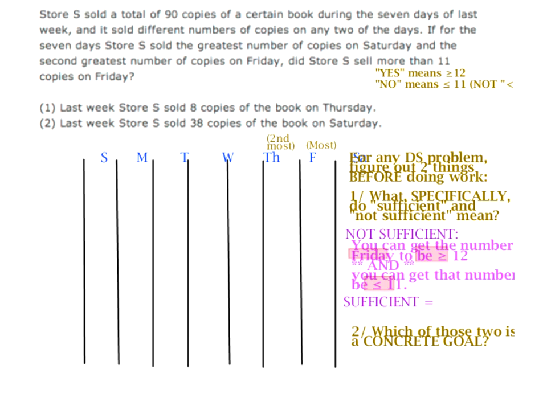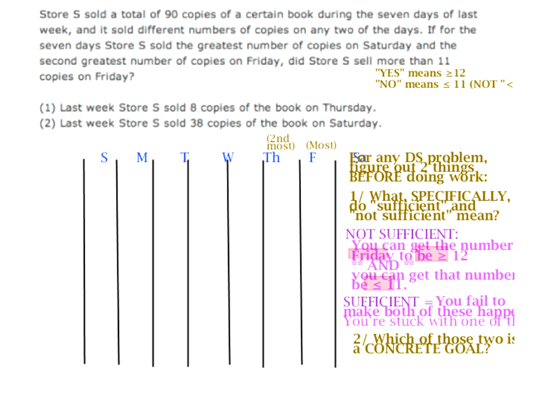Sufficient means that you are stuck. In other words, it means that you fail to make both of these happen. You're stuck with one. So it should be clear which one is our goal. Again, we can't try to be stuck with one option. We have to try to get two options and then fail. So let's talk about it.